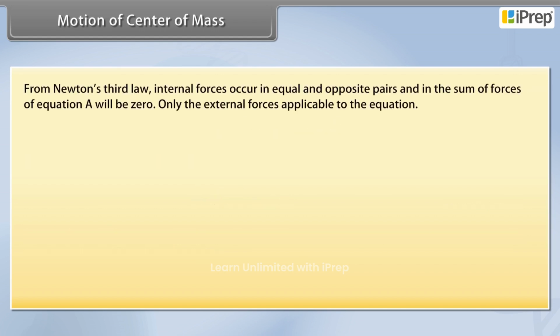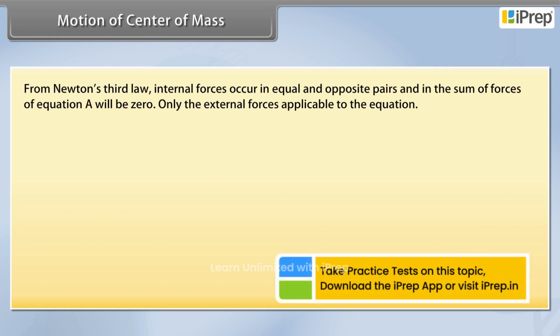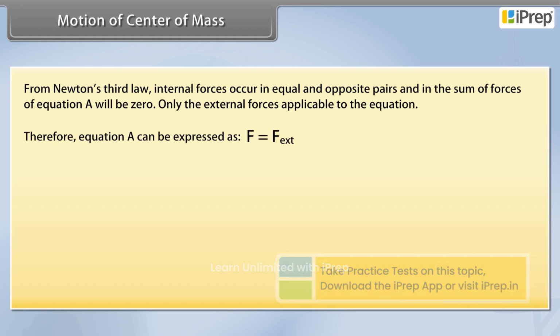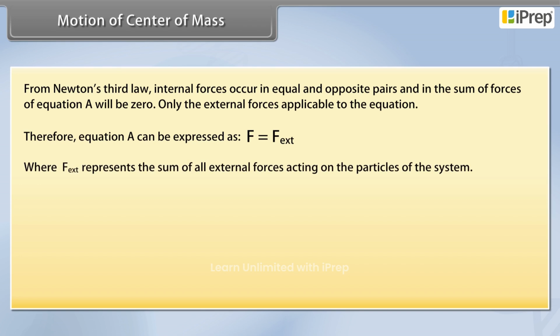From Newton's third law, internal forces occur in equal and opposite pairs, and in the sum of forces of equation A will be 0. Only the external forces are applicable to the equation. Therefore, equation A can be expressed as F is equal to F external, where F external represents the sum of all external forces acting on the particles of the system.